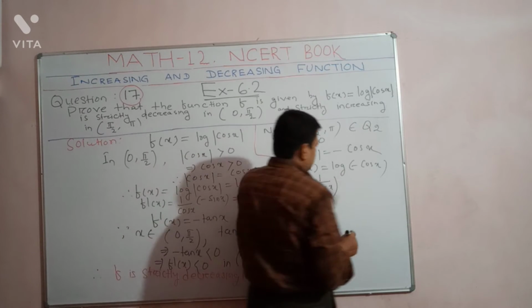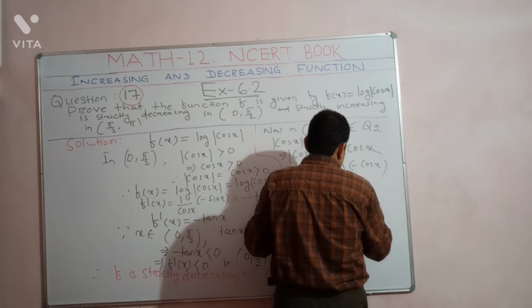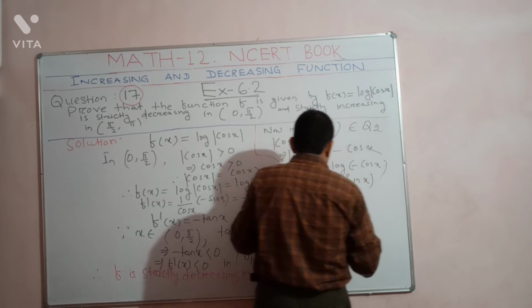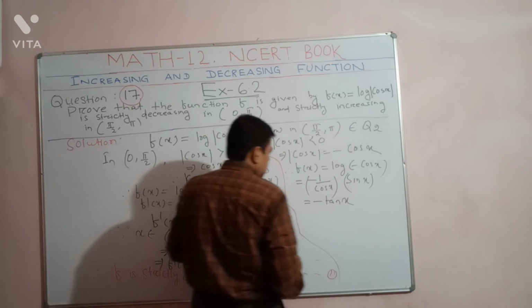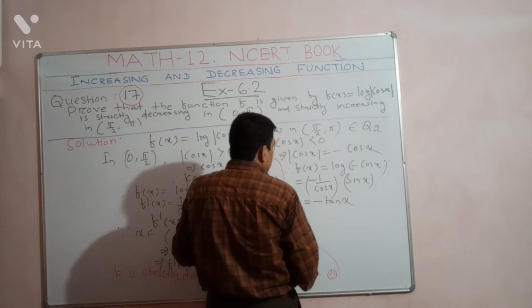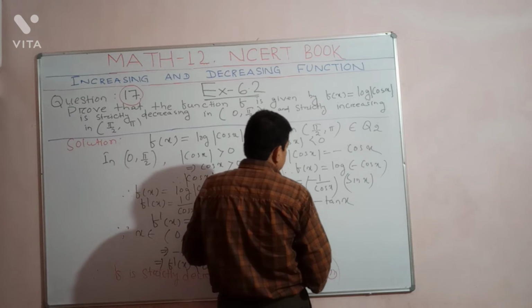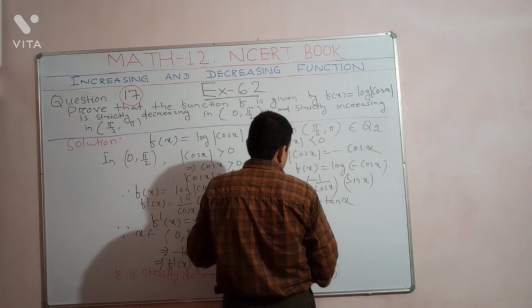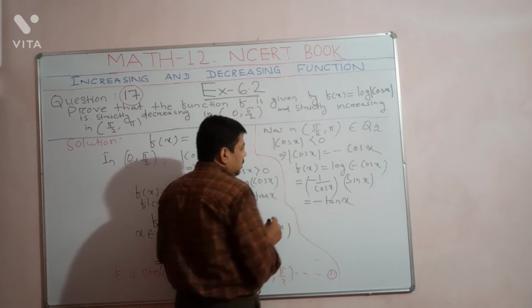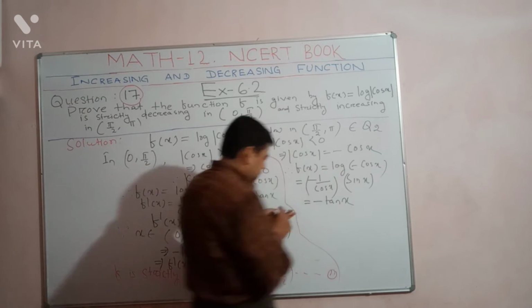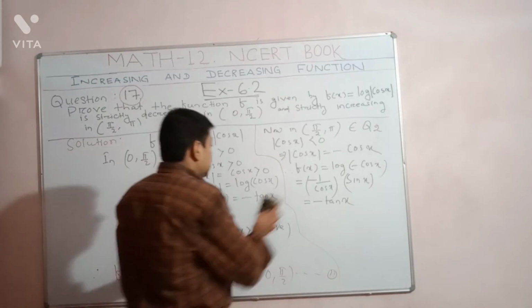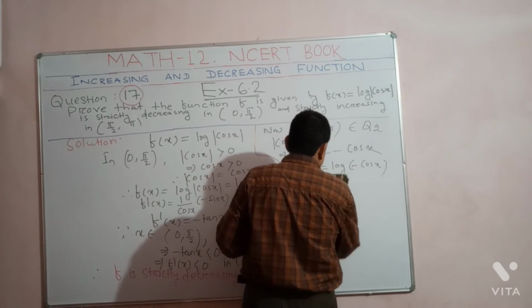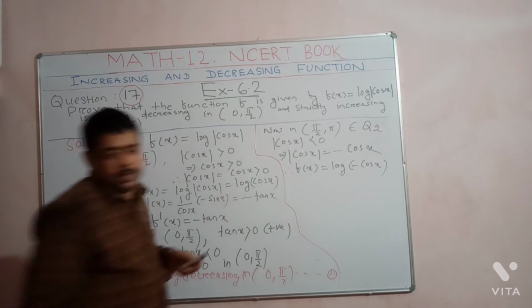Understand? And the derivative of minus cos x is what? Sin x. And it is also minus tan x. So we are getting that. What do you got here? Here f(x) is equal to log of minus cos x. Here you have to find out the derivative of the function. This is the f(x). The f(x) we got is f(x) is equal to log of minus cos x.